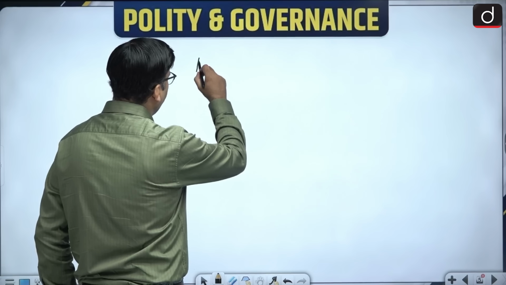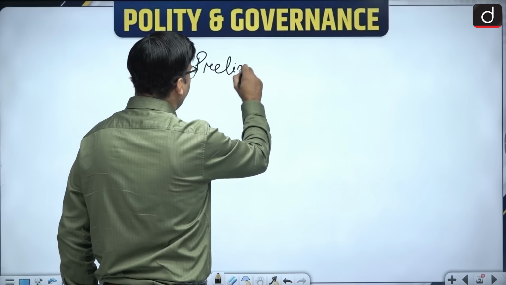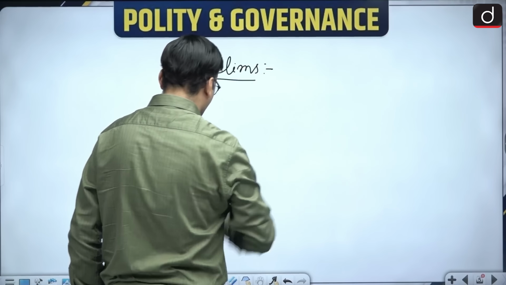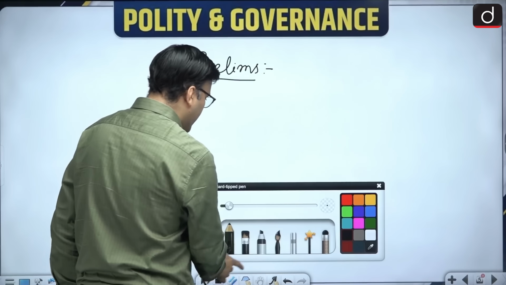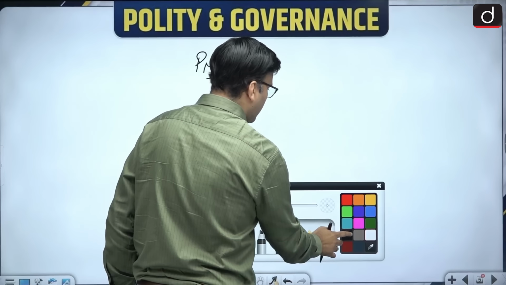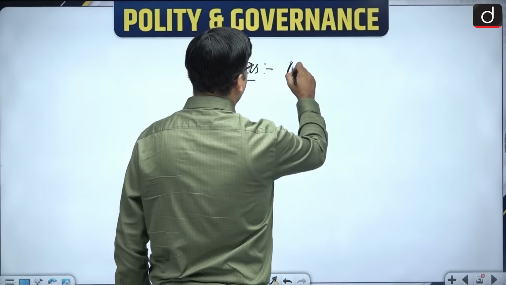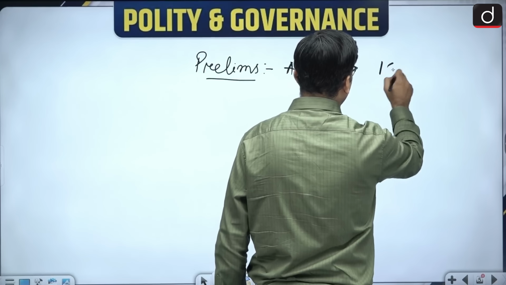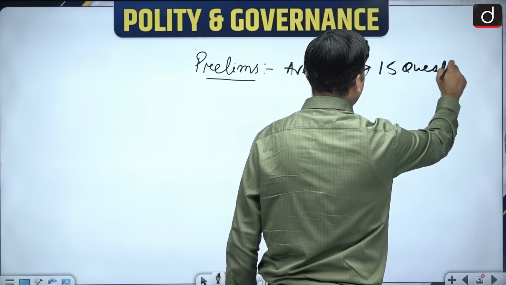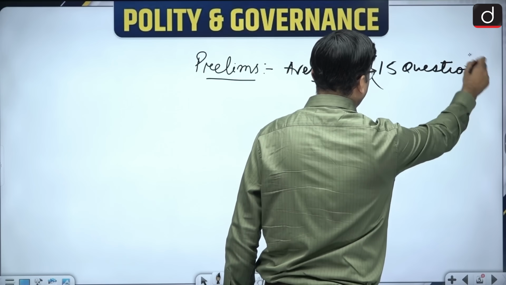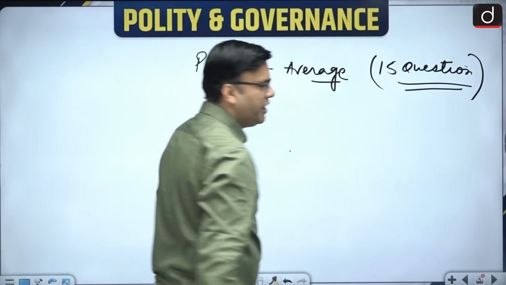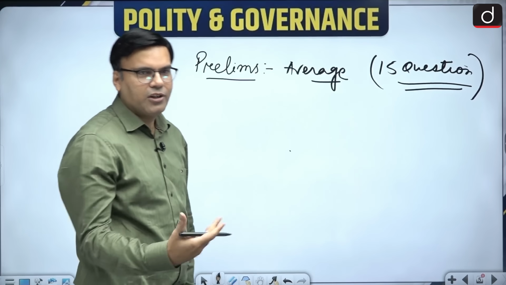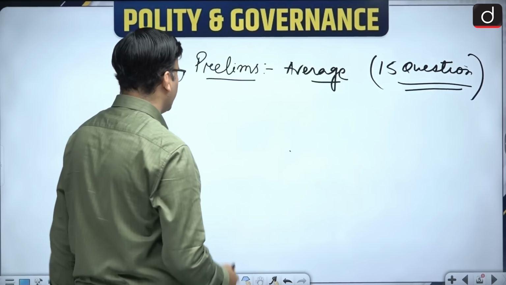So as I said, if I am just talking about the prelims part of the examination, on an average we would end up getting not less than 15 questions. So I would say that on average we get roughly 15 questions, and this is a very, very conservative estimate that I am taking. It could actually be 17 to 18 on an average.